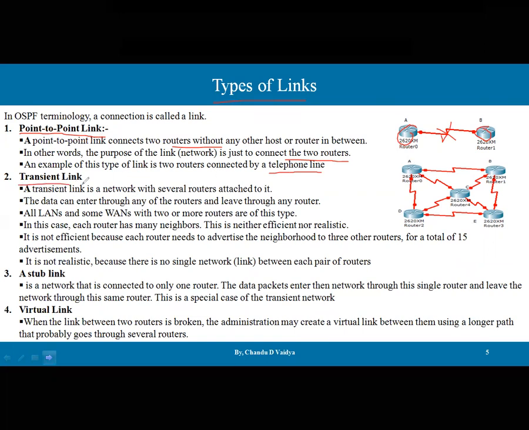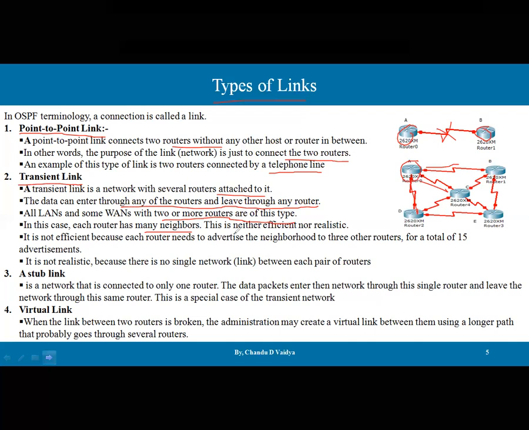Again, the second type is the transient link. A transient link is a network with several routers attached to it. The data can enter through any of the routers and leave through any of the routers. So there are multiple paths available. All the LANs and some WANs with 2 or more routers are of this type. In this case, each router has many neighbors. If you go with this router A, here 3 neighbors are available: B, C, and D.